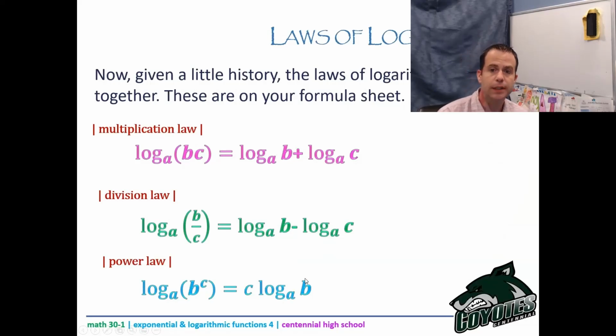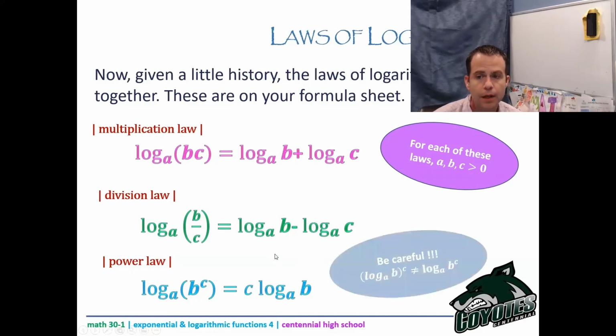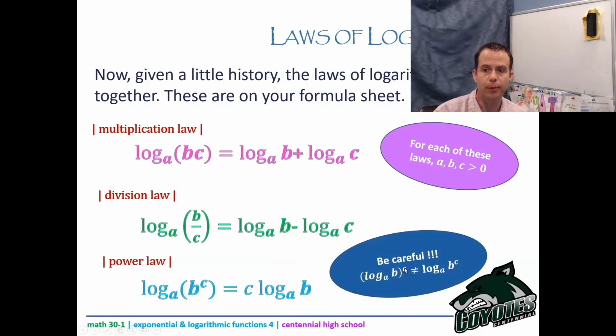Now, there are a couple of disclaimers to talk about with these. First of all, for every one of these laws, A, B, and C have to be greater than 0. And you want to be careful with the power law. Sometimes there will be questions where you see it in this form instead, where that C is actually an exponent on the whole thing. It's not an exponent on B. Rather, it's an exponent on log base A of B. That's not the same as being an exponent just on B. So it's this one here that the C can come to the front. This one here, the C cannot come to the front. So you just have to be careful of that.